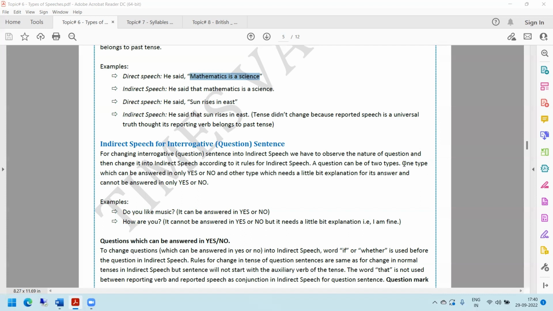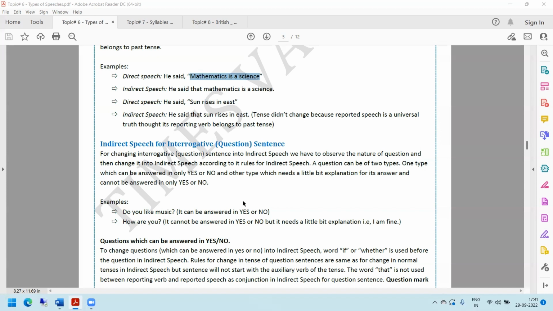Yes, sir. So that's why one type can be answered only in yes or no, that is the simple question, and the other type needs a little bit of explanation, like the WH question, where we explain the answer, because WH questions cannot be answered in yes or no.